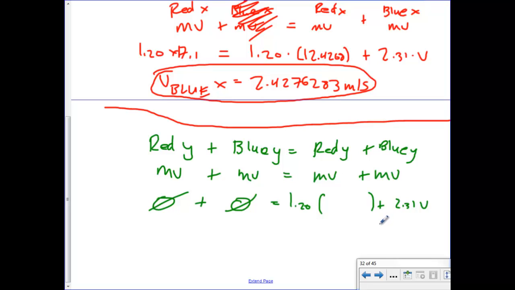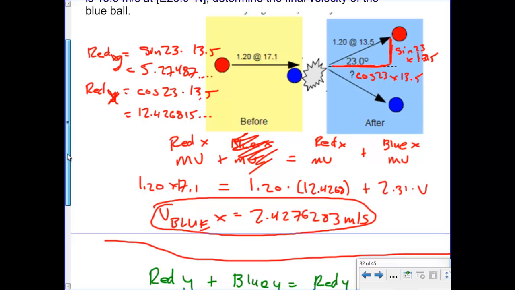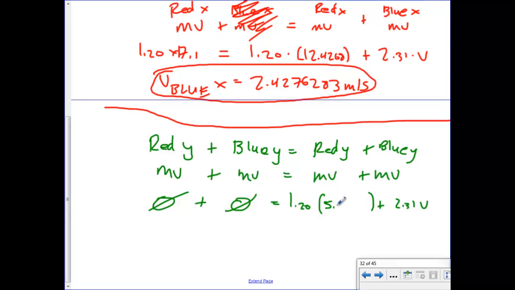Thanks, guys. I feel like most of you probably know where to go on this last step here. But if you don't, these momentums were nothing because the ball was not even moving in the y direction originally. Where is this red y velocity going to come from? Up here. Yeah, I wrote it way up here. I was doing the sine when I didn't need to, but the red y was the 5.27487. So just make sure you try to hold on to all those values. 5.27487. So I'm going to go back up in my calculator. Take that number, times it by 1.20, and then divide by 2.31.